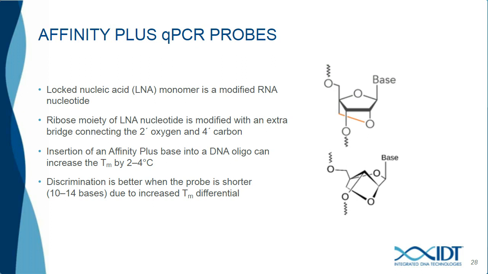These probes work really well for discrimination because they're very short and very rigid, so they don't really tolerate mismatches or DNA bubbling. Because of that, they work really well for single nucleotide changes, SNP detection, as well as indel detection.